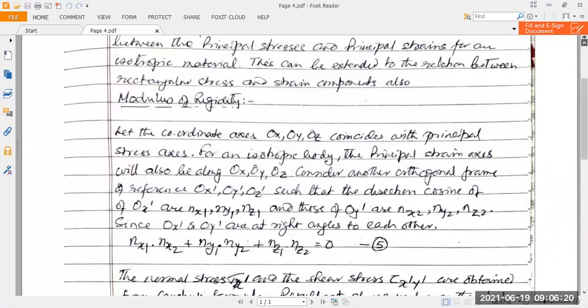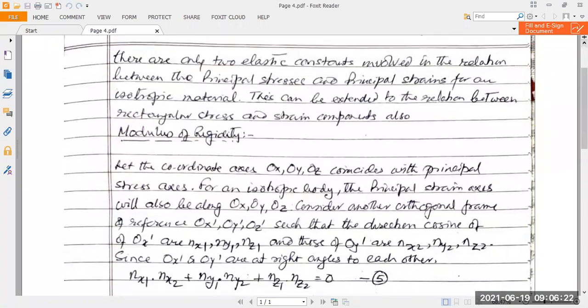Today we'll discuss the relationship between the different moduli of elasticity. And in order to do so, let us quickly recapitulate what we have done so far in terms of modulus of rigidity, etc. Here we have defined three coordinate axes, OX, OY, and OZ, originating from the origin O itself.